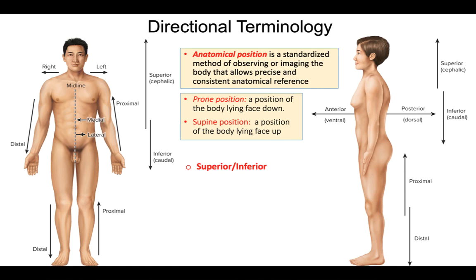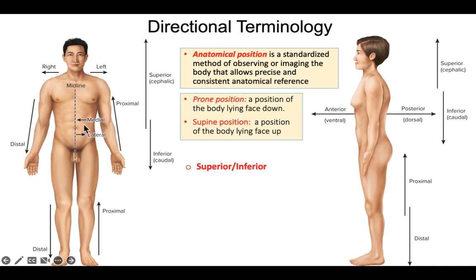All right. So first we're going to start off with some of the positions. When we study the human body, it's important to know what position the body is in, because if you move the body, move the arms, move the legs, then things change their orientation. Typically when we're studying a human being, we study it as if it's in the anatomical position. This is a standardized method of observing or imaging the body that allows precise and consistent anatomical reference.